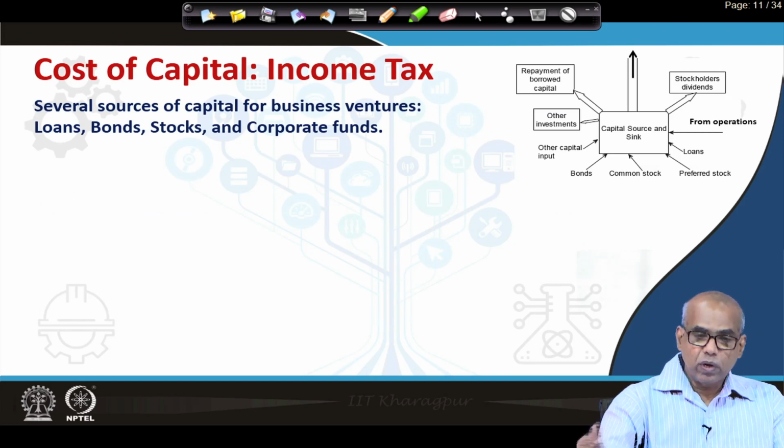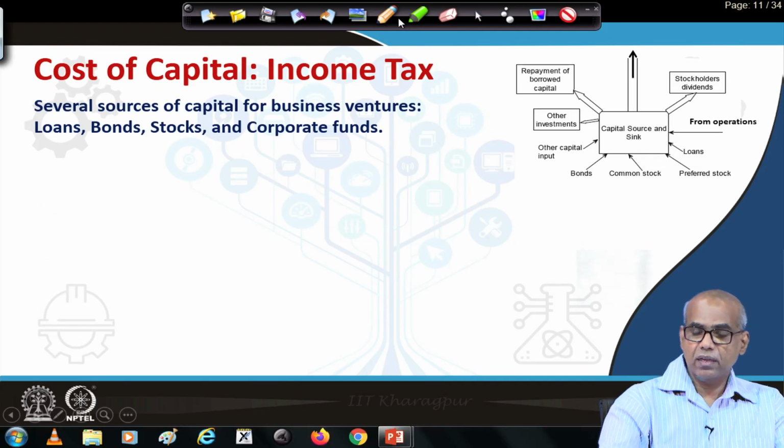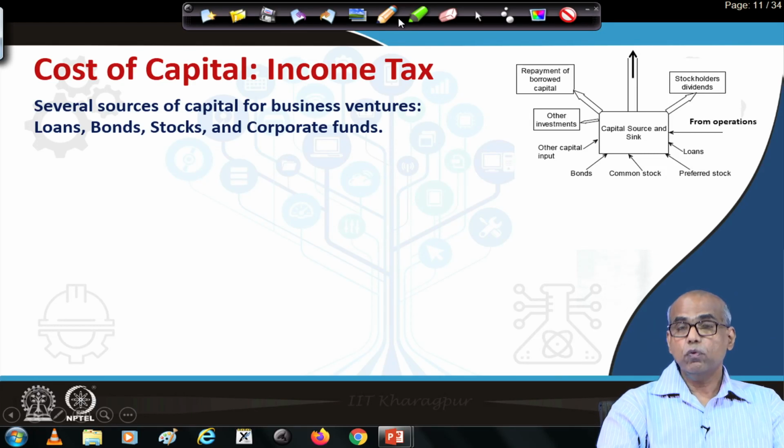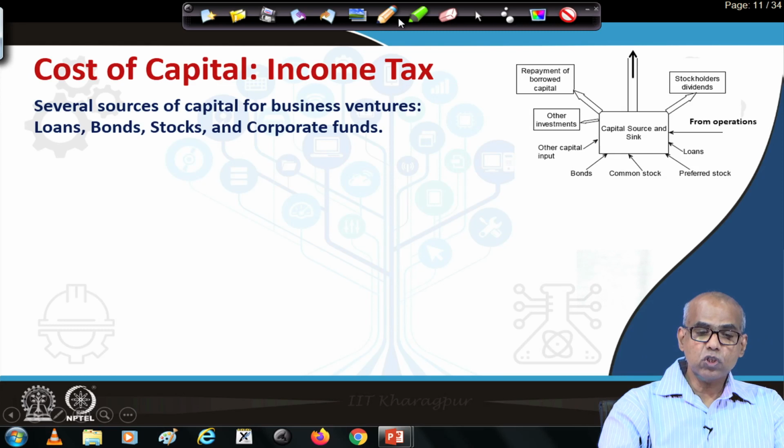Now, look at this diagram. You have seen this diagram when we talked about the cash flow tree diagram when we just started talking about engineering economics part 1. You see that there are several inflows to the capital source and also there are several outflows. So, the several sources of capital for business ventures are loans, bonds, common stock, preferred stock, corporate fund, etc.